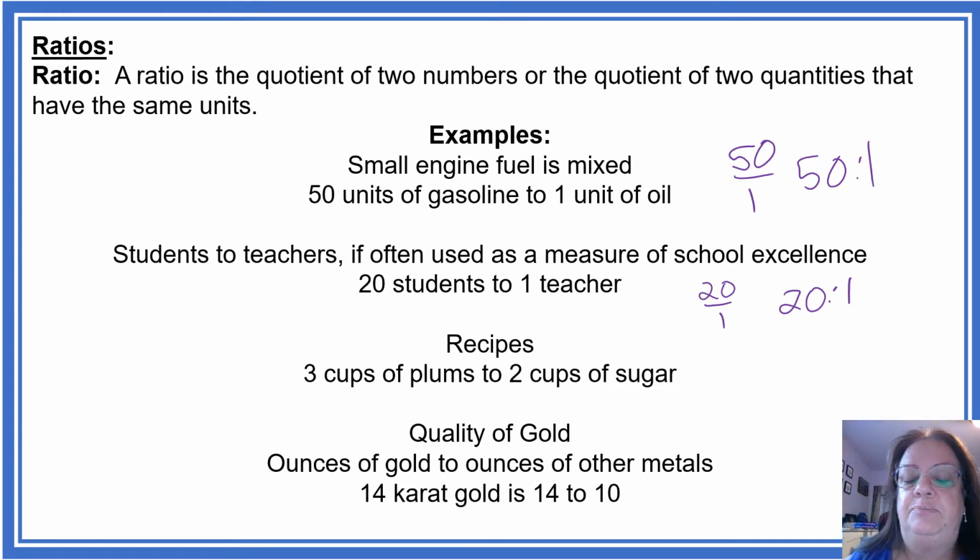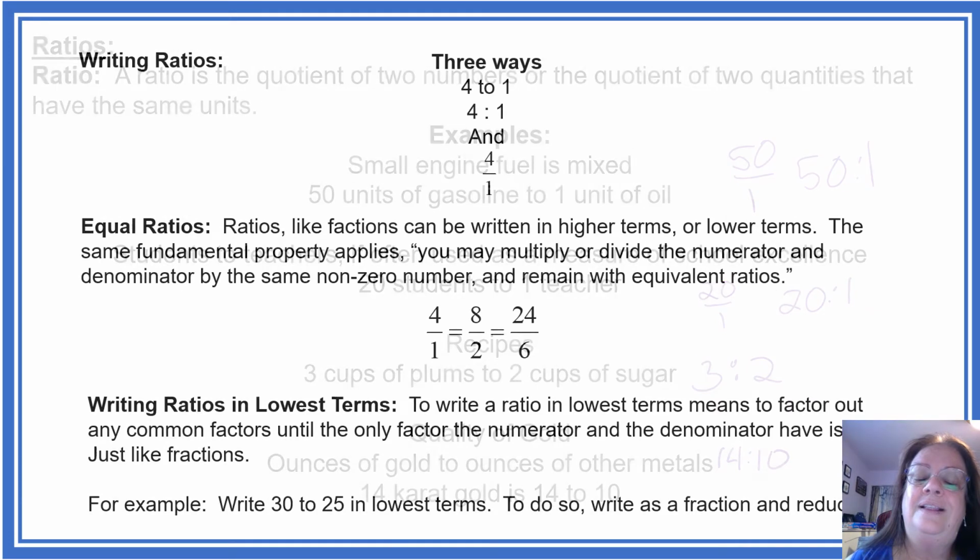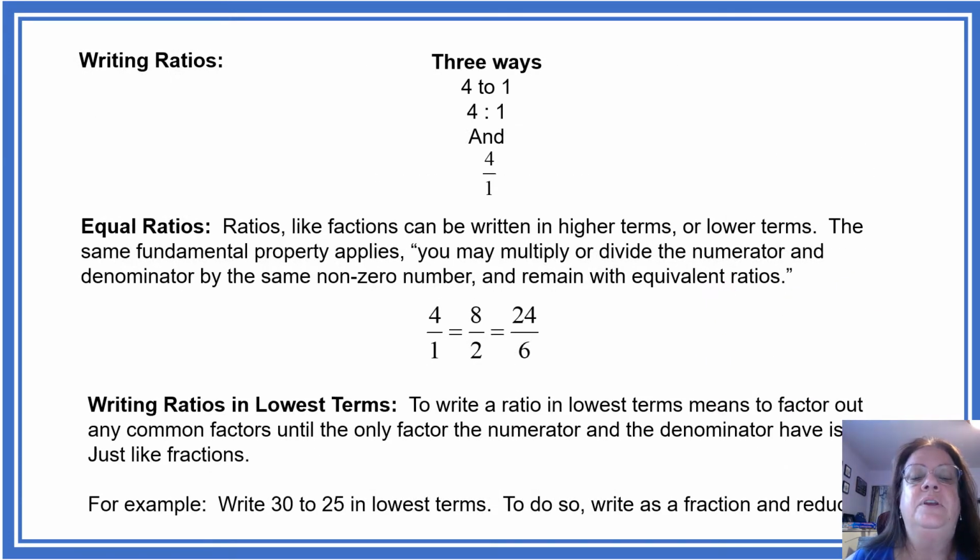Recipes: 3 cups of plums to 2 cups of sugar. Quality of gold: gold to ounces of other metal. 14 karat gold is a 14 to 10 ratio. Remember, you can also express them as divisions, like a fraction. So there are 3 ways: you can use the word to, the colon I showed you, and a fraction.